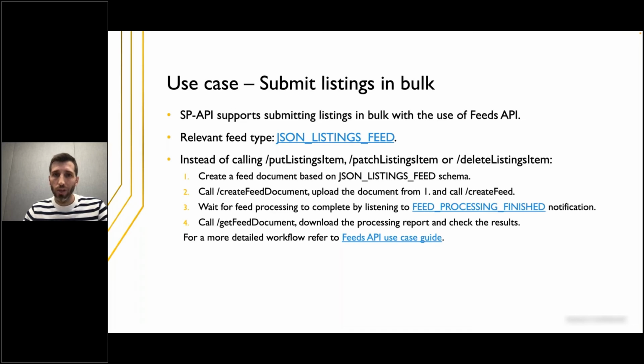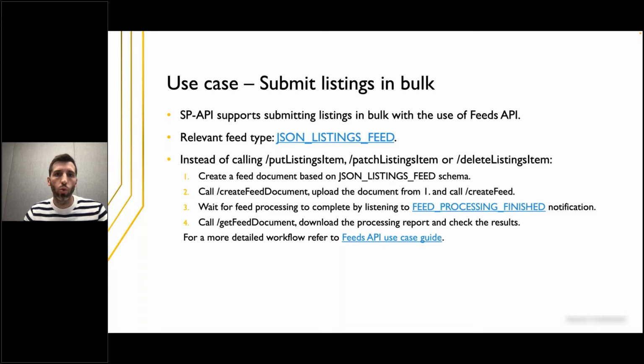This will give you, again, a pre-signed URL that you can use to download the feed processing document or report, which basically will contain all the information for the individual submissions that you included. So let's say you are submitting in bulk 10 products to Amazon. In the processing report, you will get information for each of those. And let's say 9 of them succeeded, 1 failed. You will have this information there.